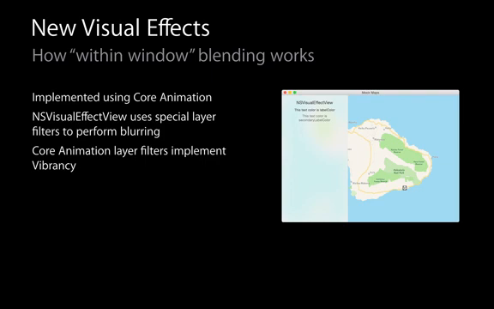So how does within window blending work? Within window blending utilizes Core Animation to achieve this effect. NSVisualEffectView uses special layers and special filters to do this work behind the scenes. Core Animation is also used to implement the vibrancy, which I'll talk about more in a little bit.